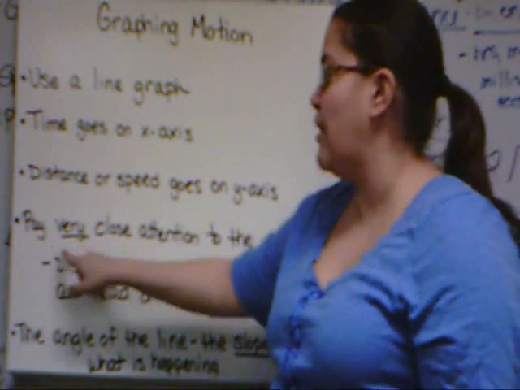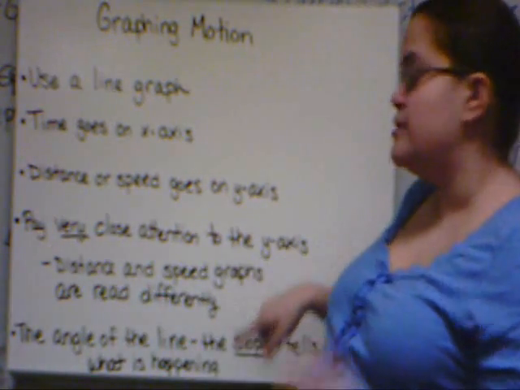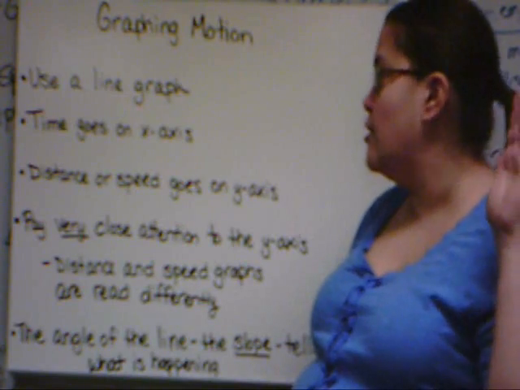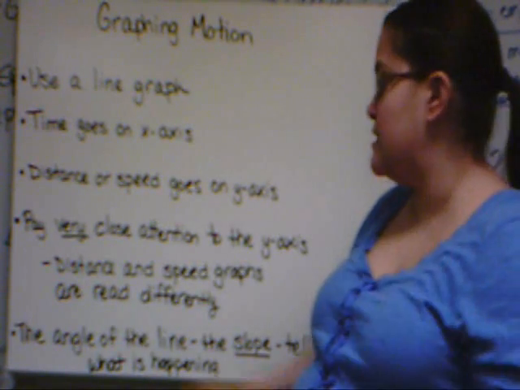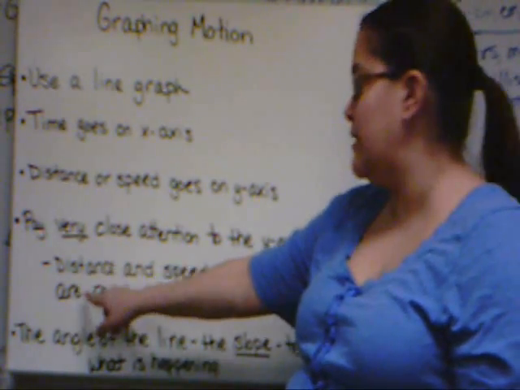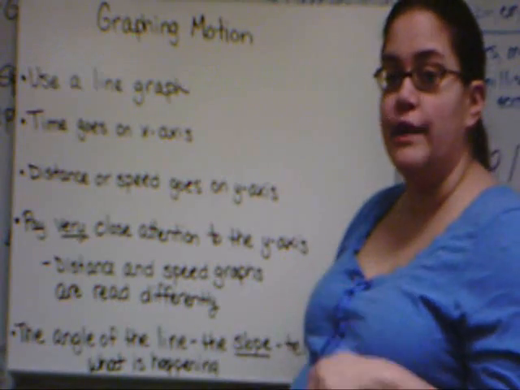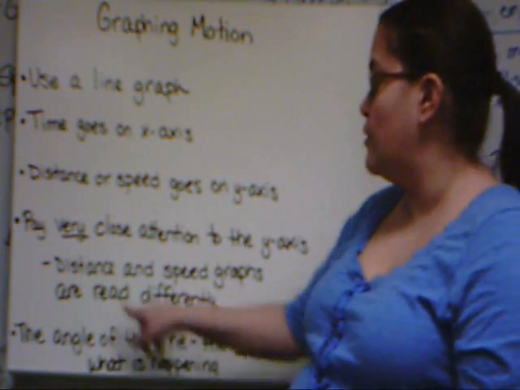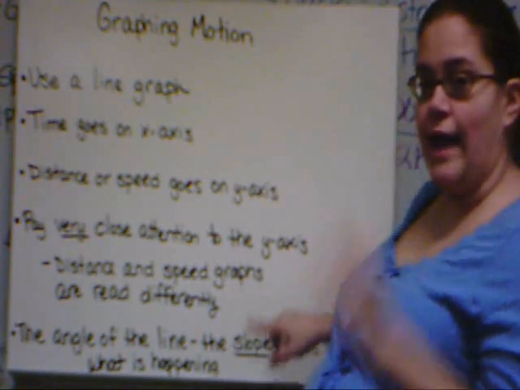And pay very, very close attention to the y-axis. We're going to look at two different types of graphs, and depending on what it says on the side, either distance or speed, you read the graph differently. So pay very close attention to the y-axis, that's the one on the side.